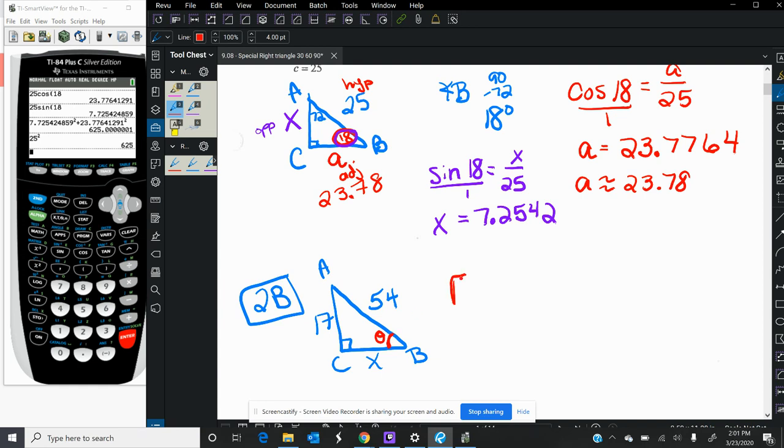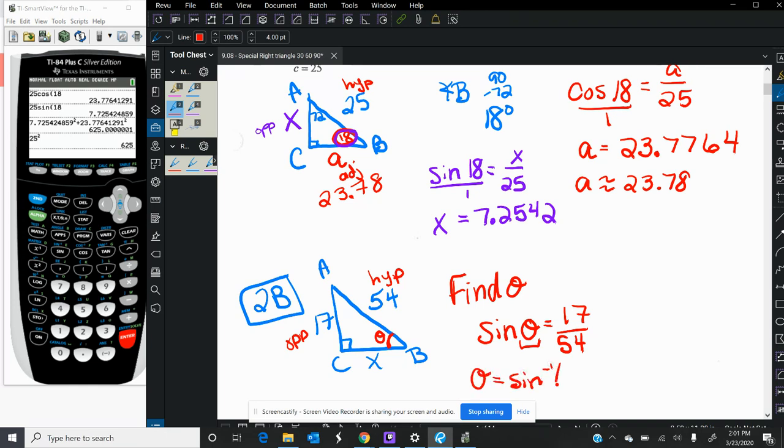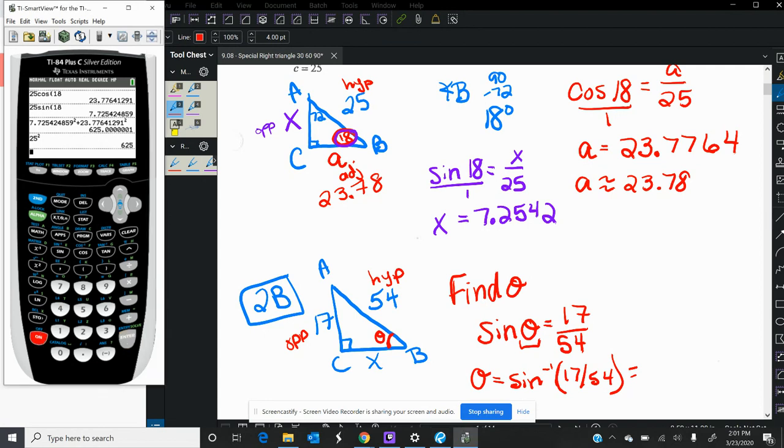If we wanted to find theta here, I would use a trig function. Opposite and hypotenuse would indicate we need sine. Theta equals 17 over 54. And again, when we're solving for the angle, we automatically jump to sine to the negative 1 of 17 over 54. There weren't many practice problems on your homework solving for angles, so I did just want to kind of roll back to that here.